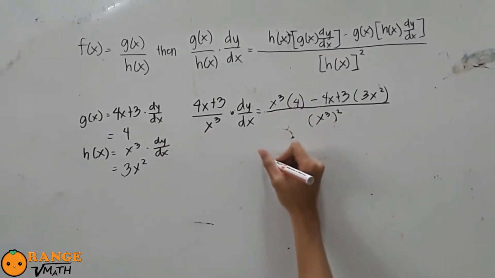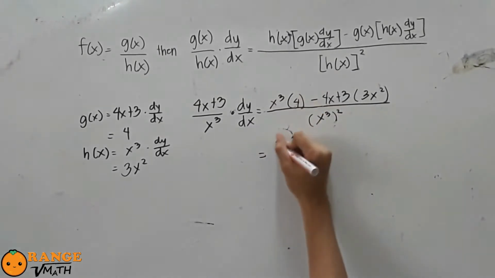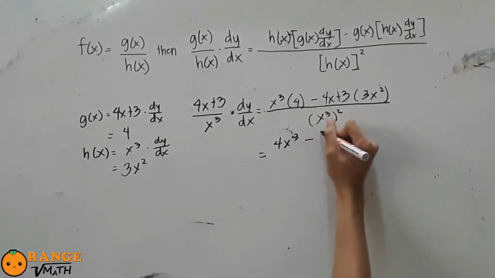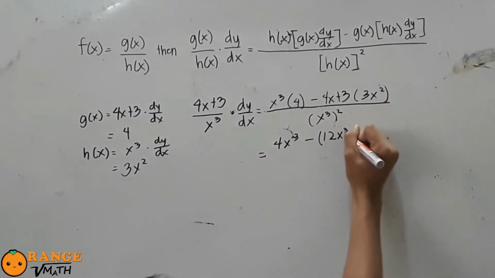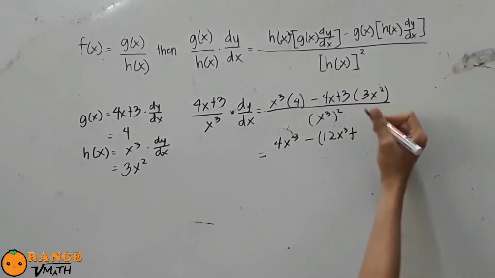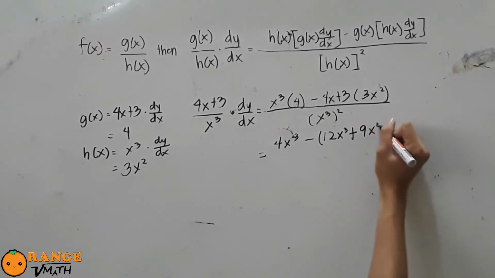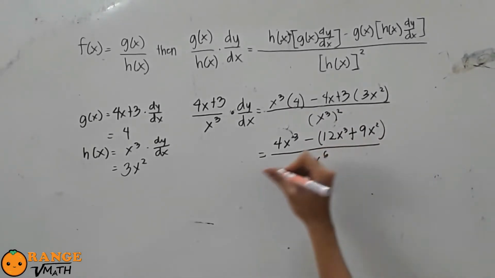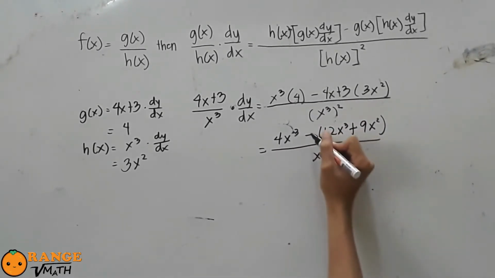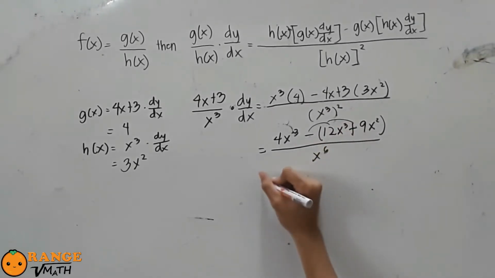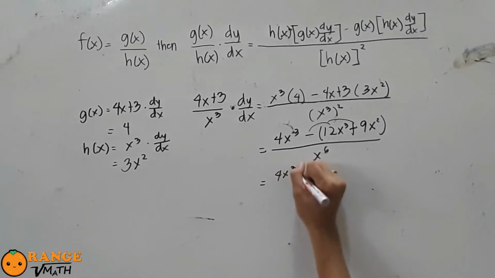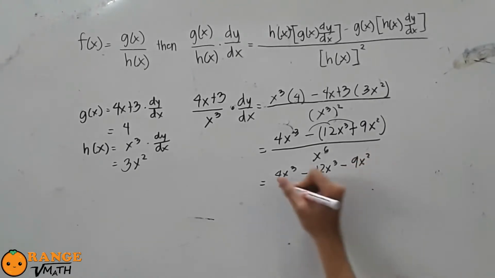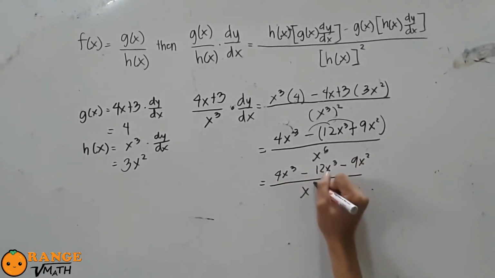Now let's distribute. X cubed times 4 is equal to 4x cubed, minus 4x times 3x squared is equal to 12x cubed, plus 3 times 3x squared is equal to 9x squared, all over x to the power of 6. For this term, we will distribute the negative sign. So, this will become 4x cubed minus 12x cubed minus 9x squared all over x to the power of 6.